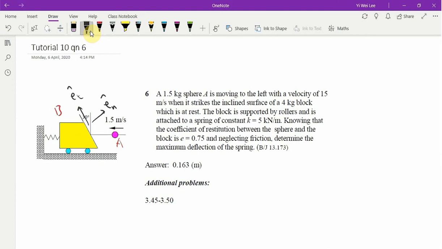So if this is my et direction, if this is 30 degrees, it means that through some understanding, I can know that. I'll just make it clearer for you to see.